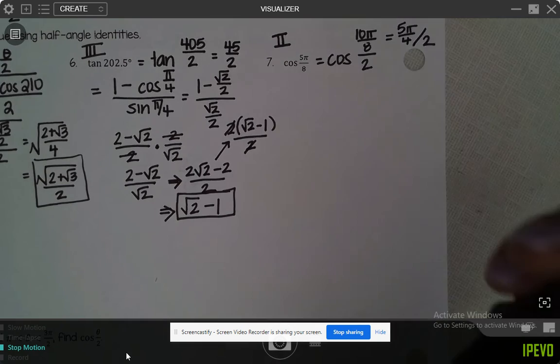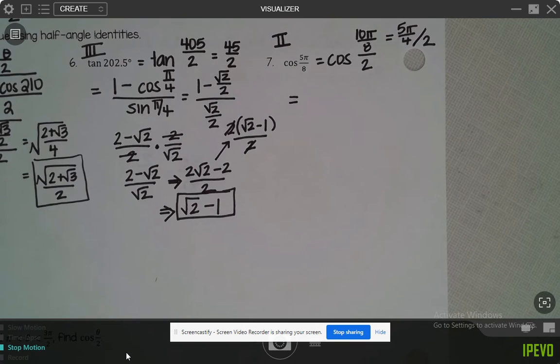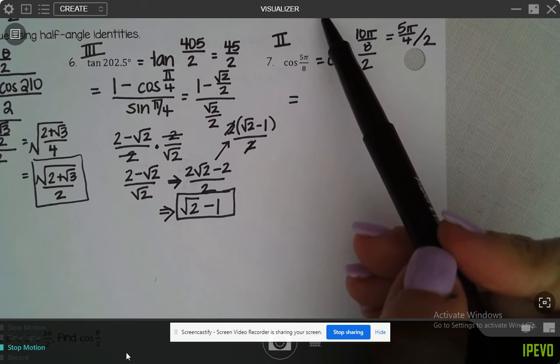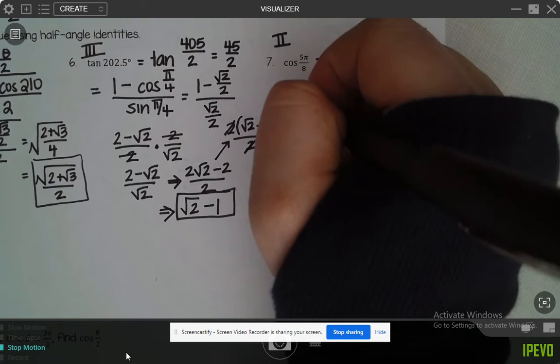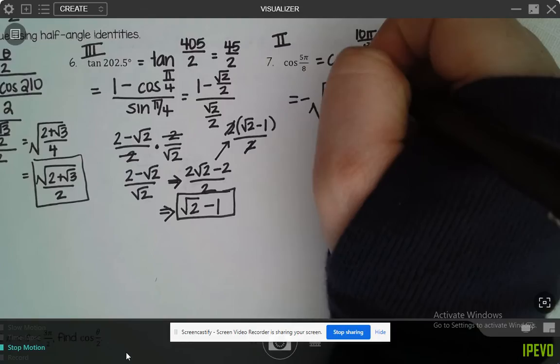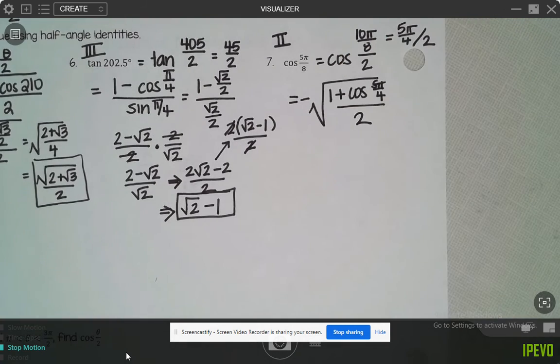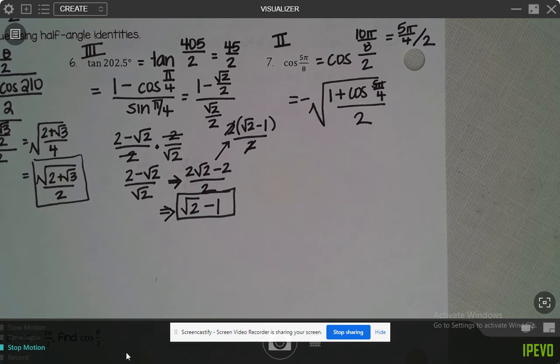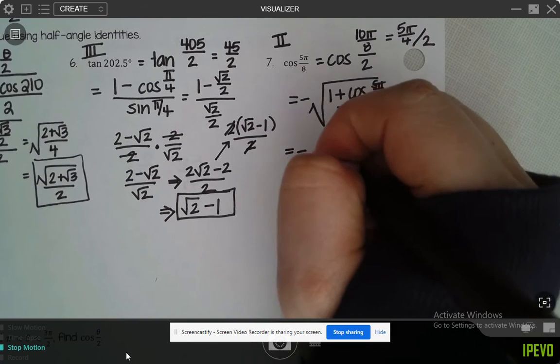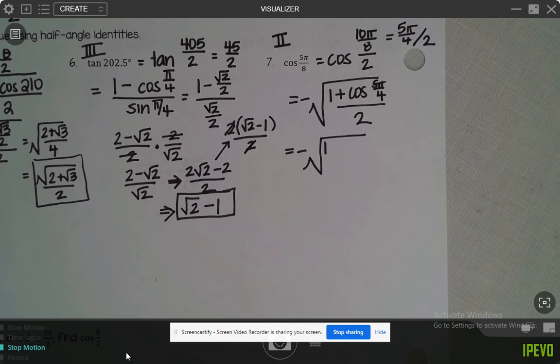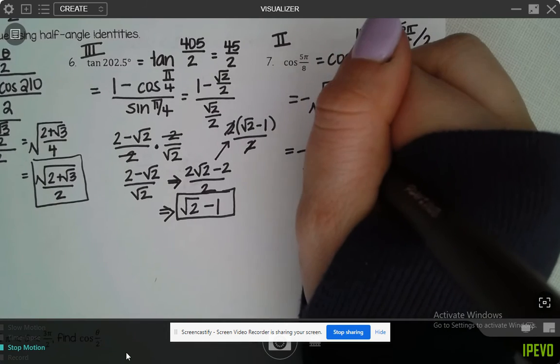All right. Positive or negative? Negative, because cosine's negative in the third quadrant. So negative square root of 1 plus the cosine of 5 pi over 4, divided by 2. When you put it into your half angle formula, you better have an angle that you can get a value for. It's got to be one that you recognize. Cosine of 5 pi over 4. What's my reference angle? Pi over 4. Cosine of pi over 4 is radical 2 over 2. 5 pi over 4 is in what quadrant? That would be the third, so it is negative.